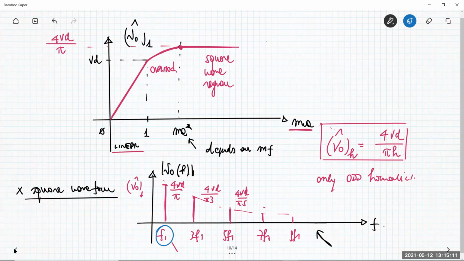Look at the output voltage, the peak value of the fundamental component, V01, at frequency f1, is 4 Vd divided by pi. It's something that you can modulate in some way. You can change it depending on the need you are requiring for the output. Basically, this quantity is fixed. So with the square wave modulation, you cannot change the amplitude of the fundamental component.